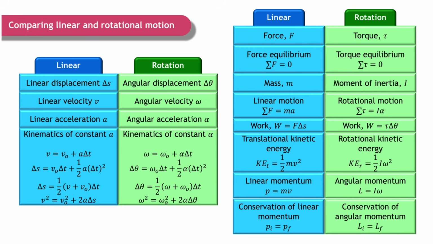This chapter shows that almost every concept in linear motion has a corresponding concept in rotational motion. Displacement becomes angular displacement, velocity becomes angular velocity, and acceleration becomes angular acceleration. Similarly, force is replaced by torque, and mass is replaced by moment of inertia. Newton's second law, work, kinetic energy, momentum, and even conservation laws all have rotational counterparts. Once you understand these analogies, learning rotational motion becomes much easier because the mathematical structure is very similar. As you continue your studies, try to recognize these pairs. It is one of the most powerful ways to understand rotational dynamics.